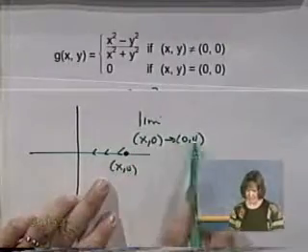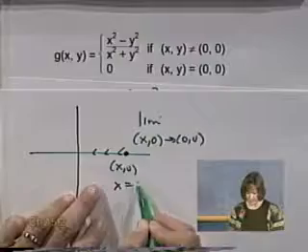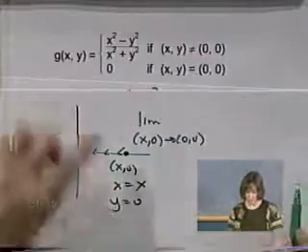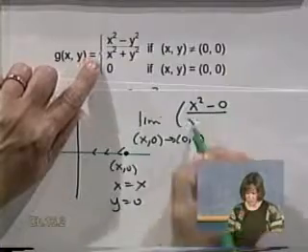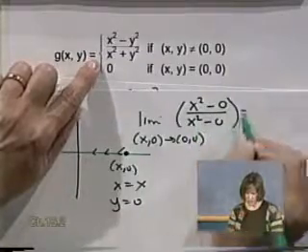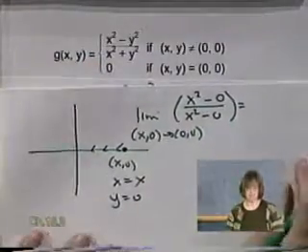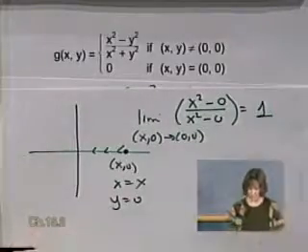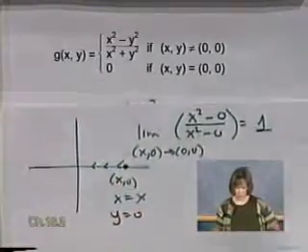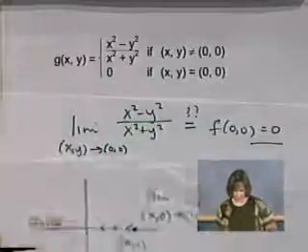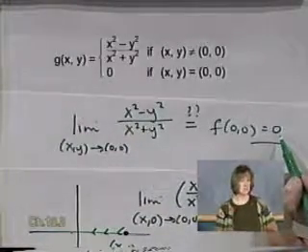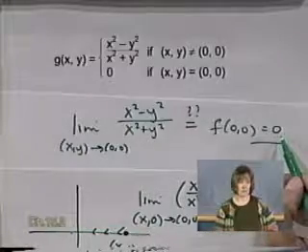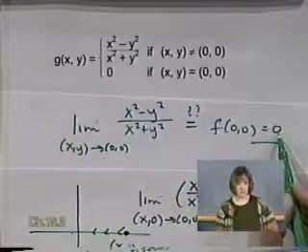So notice when I take (x, y) approaching (0, 0), I'm letting x be x, but I'm letting y be identically 0. So if x is x, y is 0, I'm getting a limit of 1. So coming in this way, I get a limit of 1. Wait a minute. Coming in this way, I get 1. The value of the function is 0. What does that tell me? Does the limit equal the value of the function?